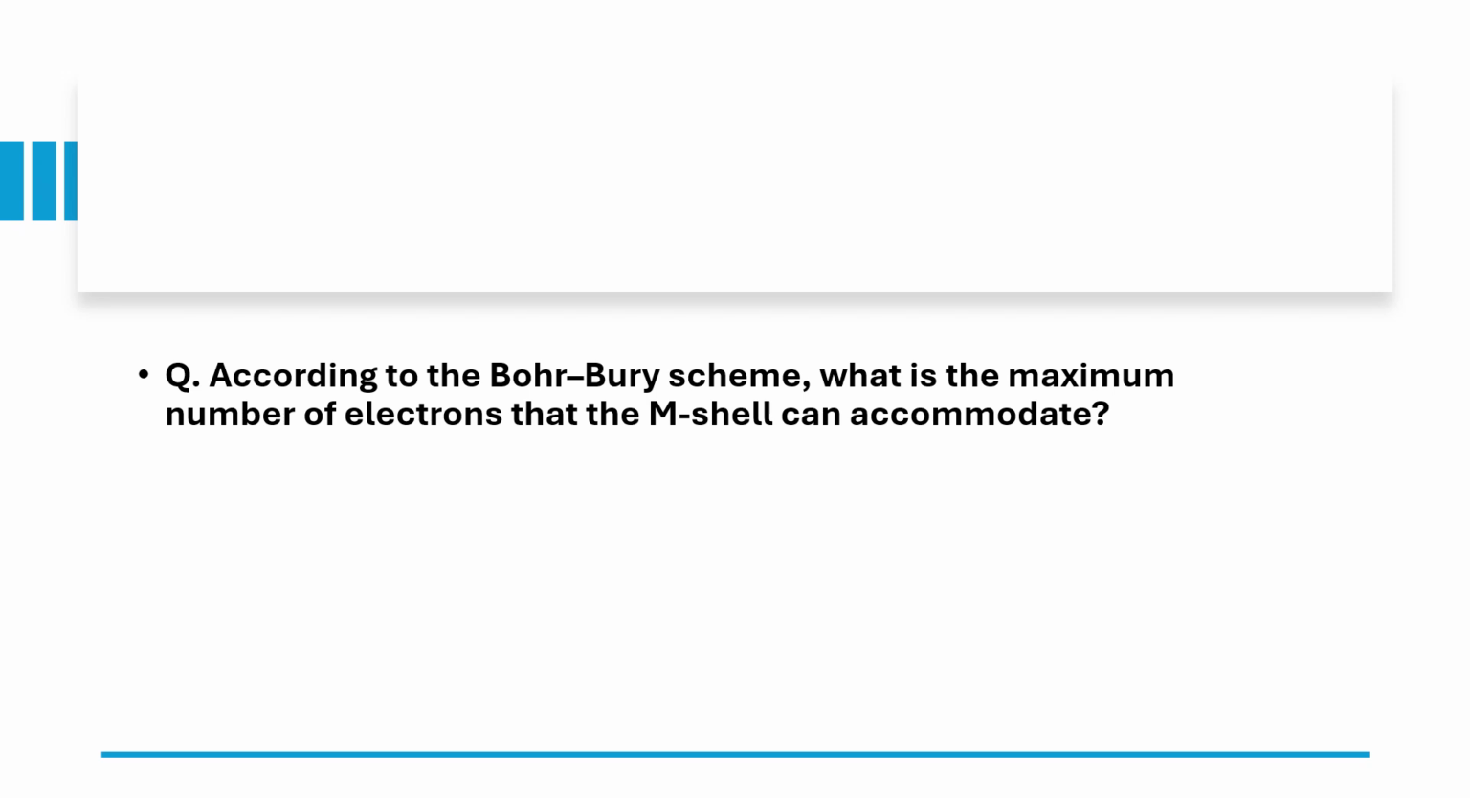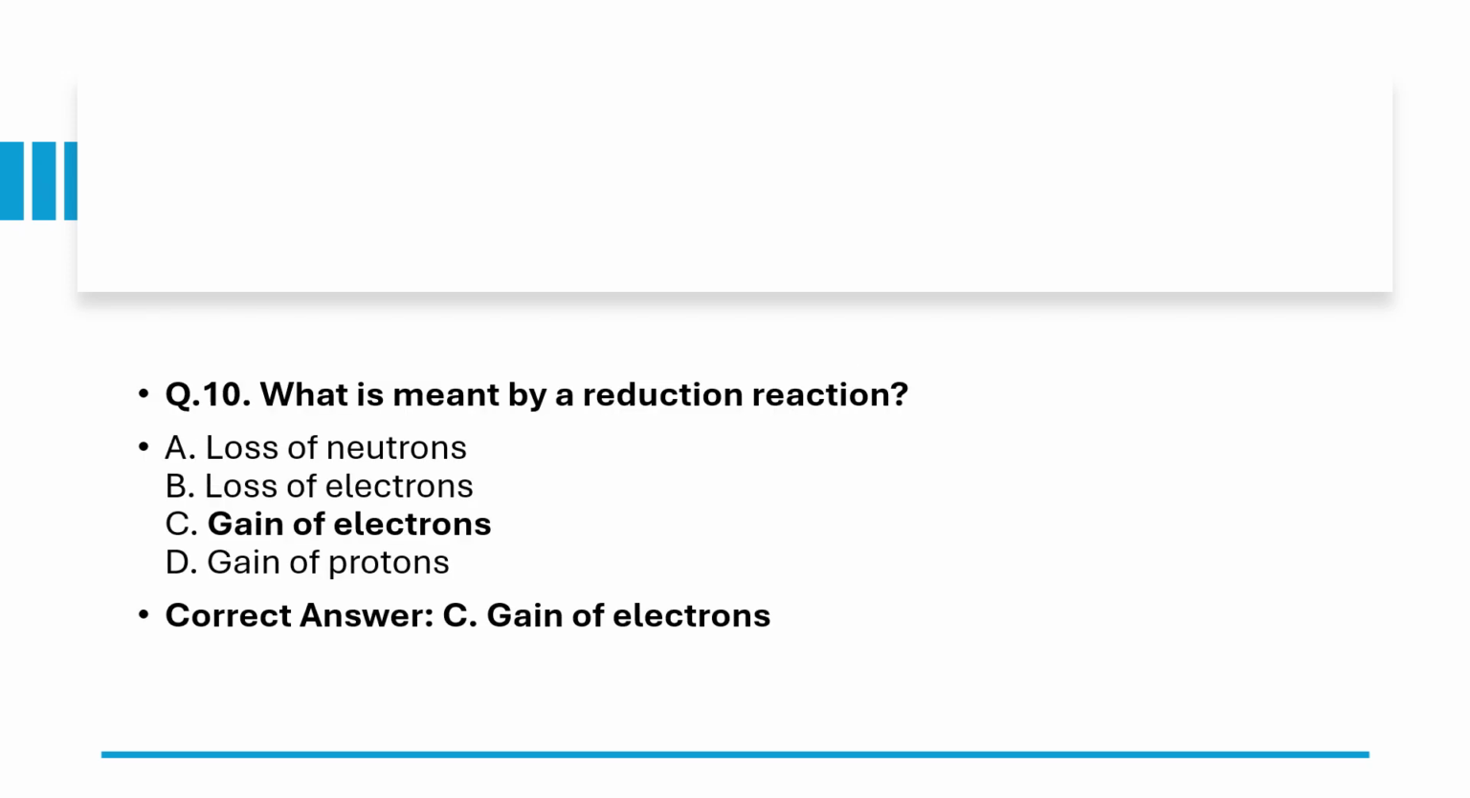According to Bohr-Bury's scheme, what is the maximum number of electrons that the M shell can accommodate? Option A, 18. What is meant by a reduction reaction? Option C, gain of electrons.